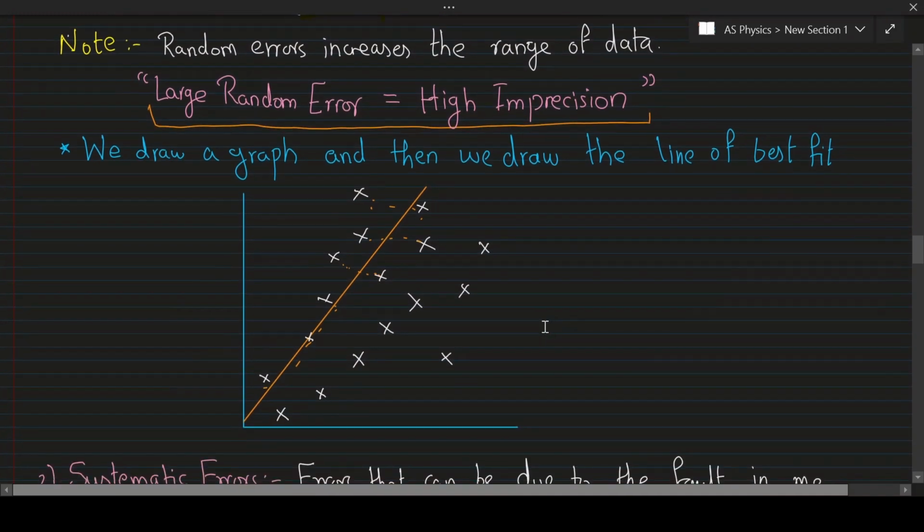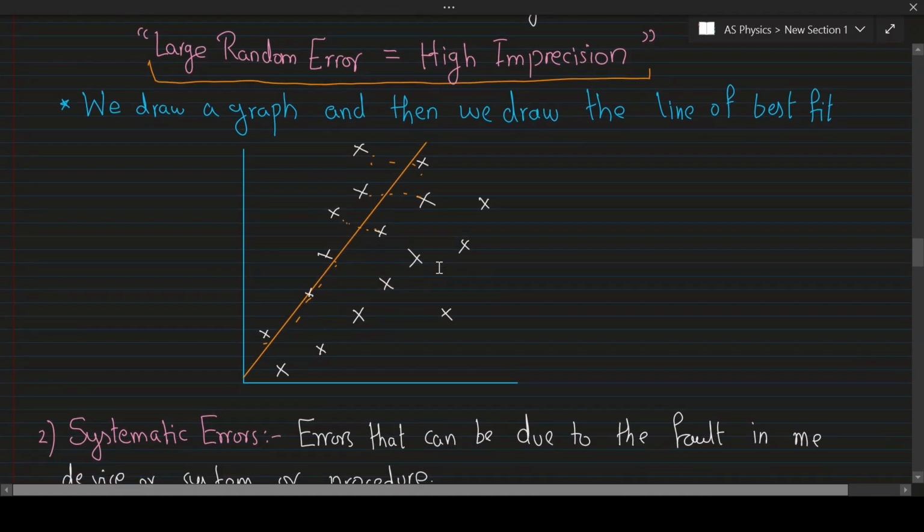Okay, so how to overcome that? We draw a graph and then we draw the line of best fit. So these are multiple inconsistent values. Okay, what we can do is draw a line of best fit, and then we can find the results. That is the only solution to solve random error.